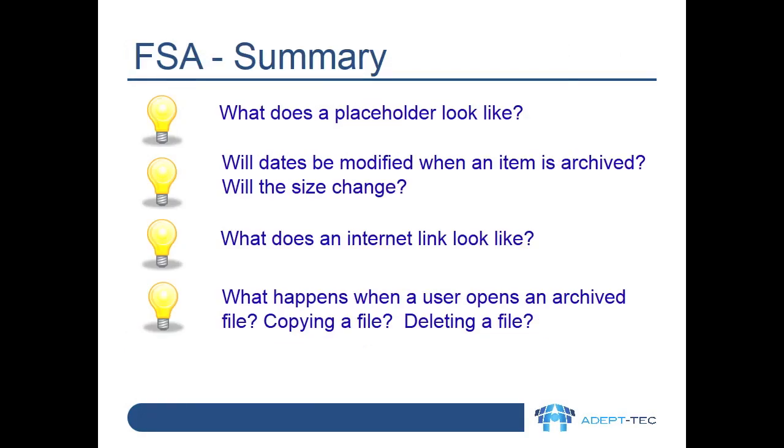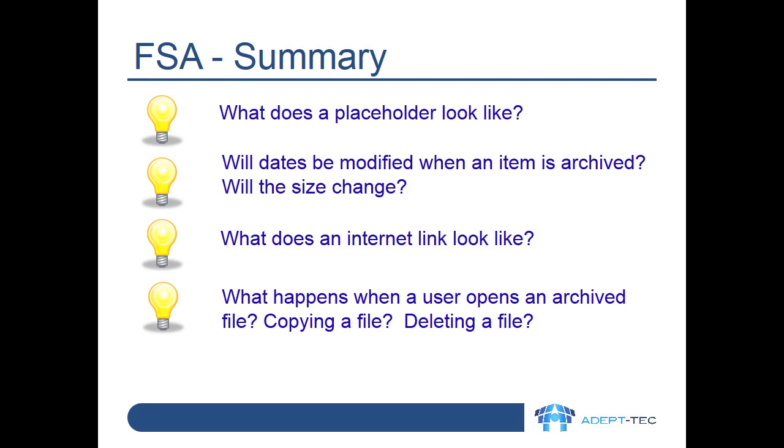In summary then, we've seen what placeholders and internet links look like and discovered that they act as shortcuts to the original file that's been archived by Enterprise Vault. We also saw how placeholders and internet links show the original dates and times on a file. Archiving an item doesn't change the modified date, for example. We also saw that the size that the user sees is unchanged, even when the item is just a small placeholder. We've seen what happens when an end user opens a file and also seen how the file is turned straight back into a placeholder if it's not modified the next time the file server archiving task runs.